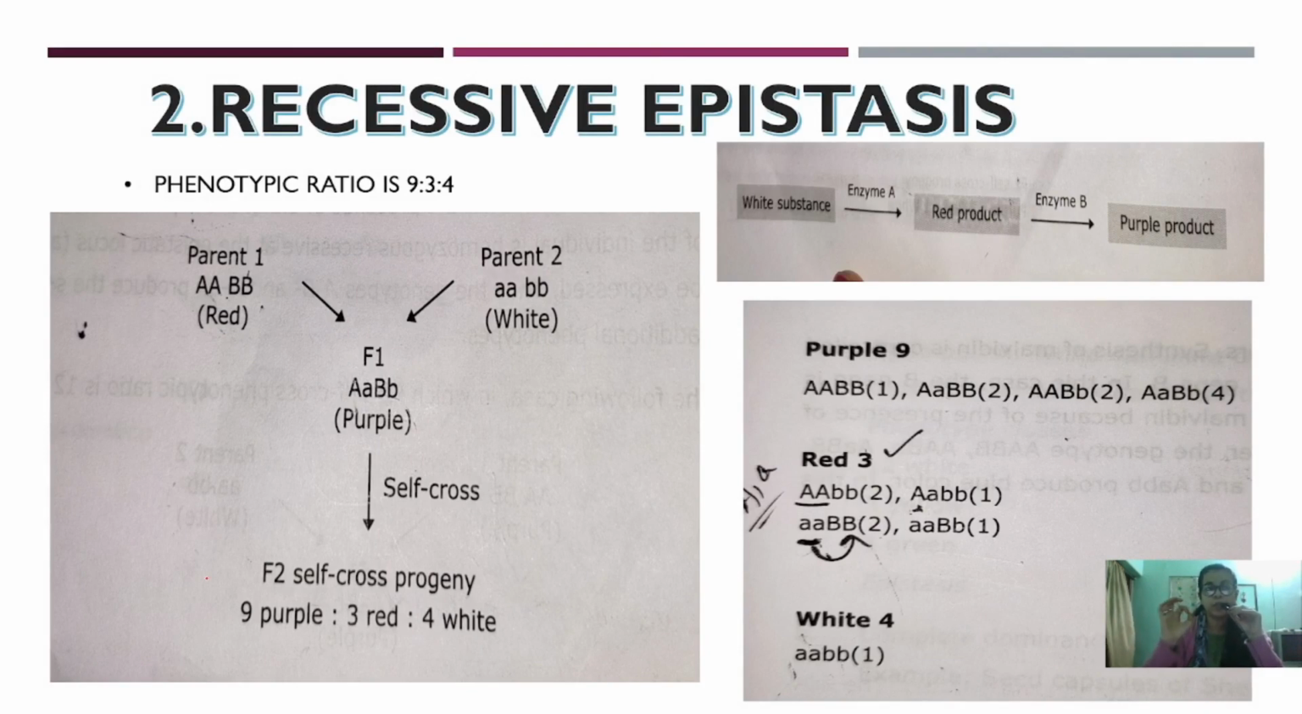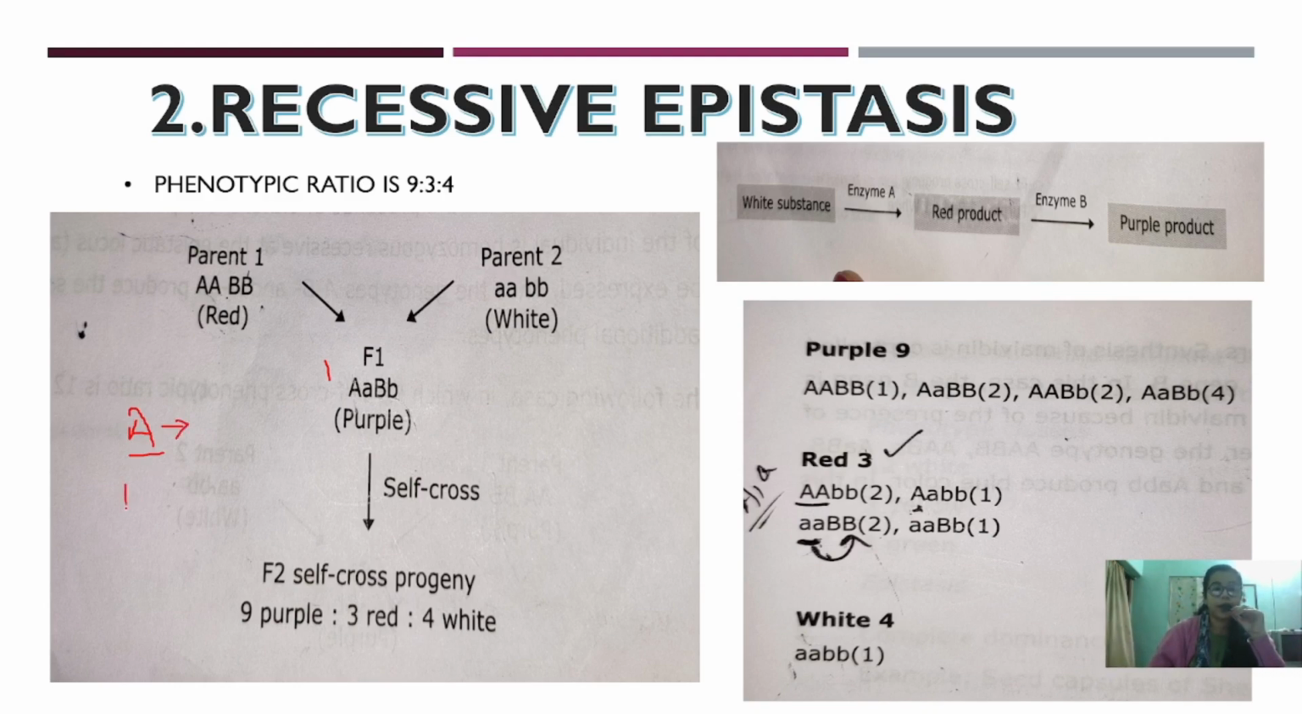Here the dominant allele of one gene, capital A, can express itself individually, but the dominant allele of another gene can't express itself individually. It requires the help of another allele. So here, for example, capital A, the dominant allele of one gene, can express itself and can produce color if it is present alone.